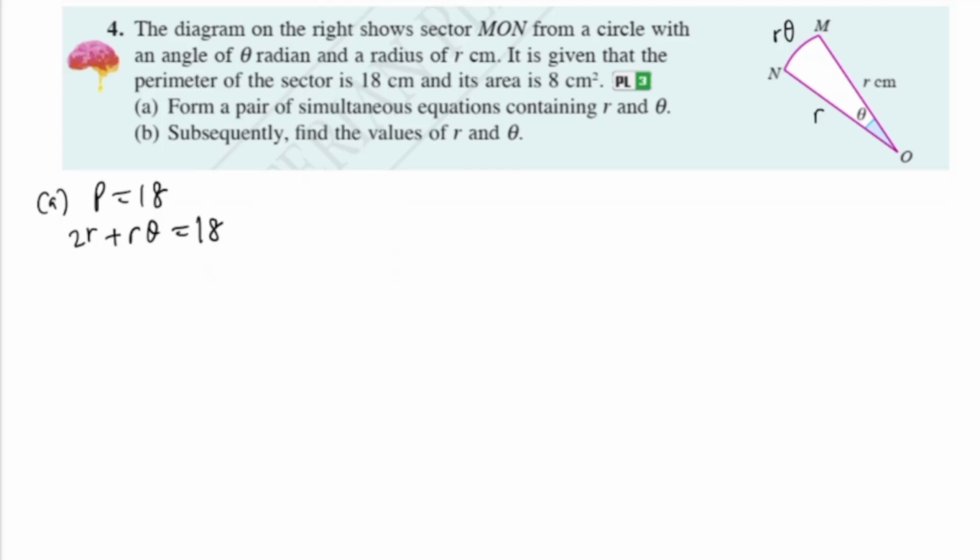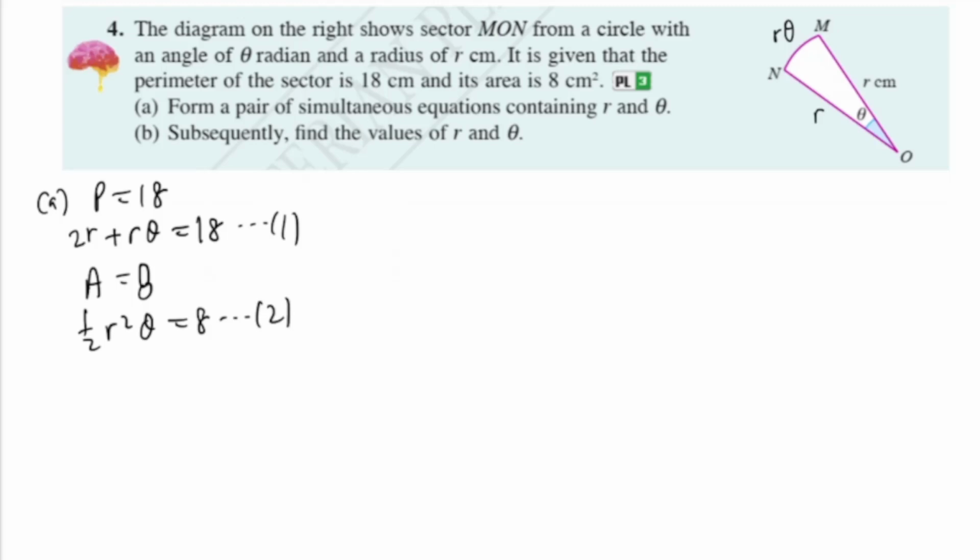They say form a pair of simultaneous equations. Actually, this is already the answer, we can stop here, because your equation will have theta and r. So I'll leave this as equation 1. The second equation is your area. Area is also simple. Your area here is 8, so we use half r squared theta equals 8.